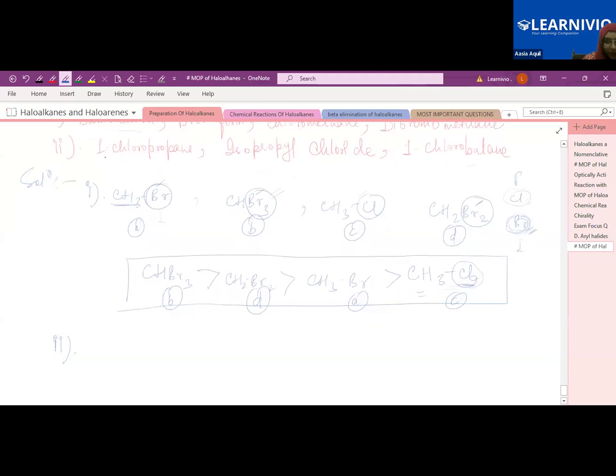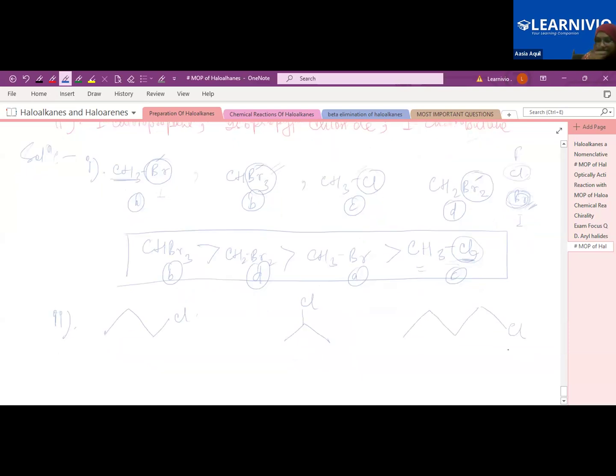First, let's draw this structure. 1-chloropropane. So it's 1, 2, 3, and 4. Next, this is your isopropyl chloride. So here branching again, right? Isopropyl chloride 1, 2, 3. This is your iso and the chlorine. Then this is your 1, 2, 3, and 4 and the chlorine.